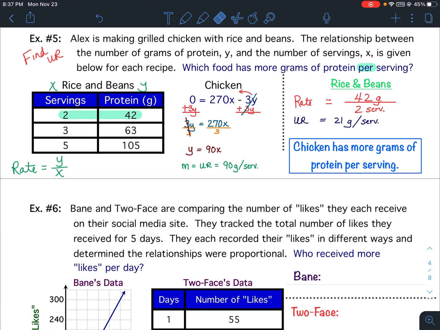All right. Pause your video. Make sure you have everything written down. Everything. If you have any questions on example number 5, please do not hesitate to ask.